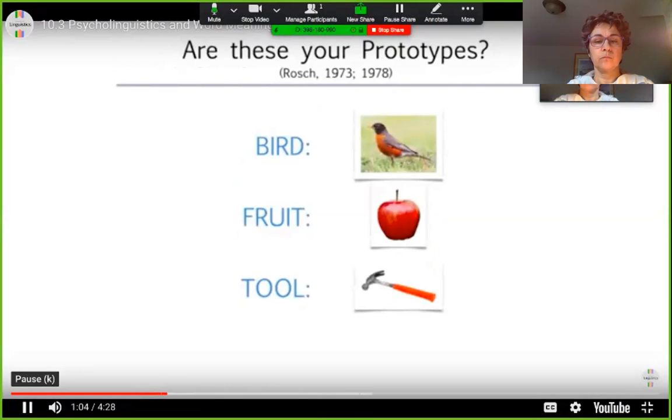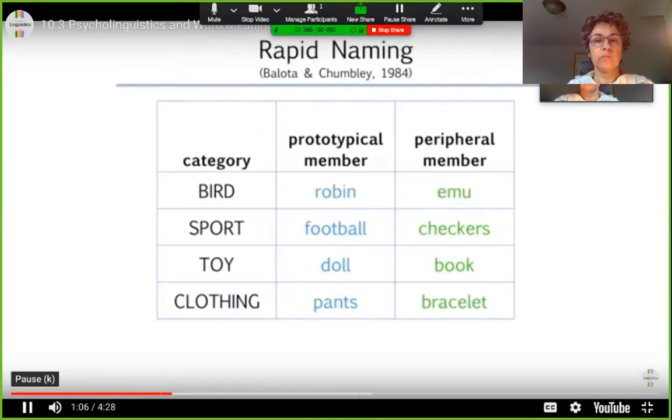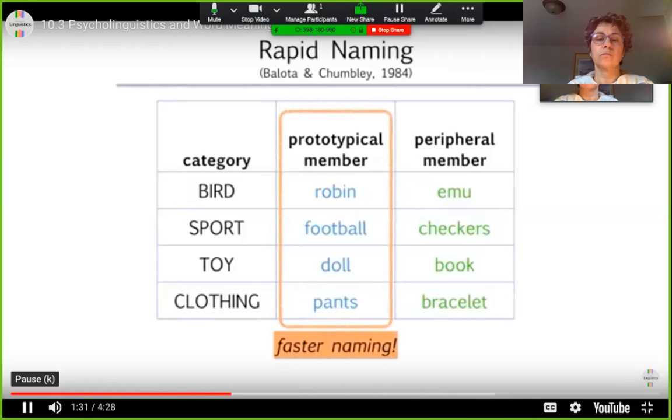In a behavioral study of word recognition, participants saw a word appear on a screen and they had to say the word out loud. This is called a rapid naming task. Some of the words referred to prototypical exemplars of their particular category, and some of them referred to peripheral exemplars. The prototypical and peripheral exemplars were all mixed up in the experiment, but when the researchers measured how fast people had been able to name the word that they saw, they found that people were faster to name the prototypes than the peripheral exemplars.